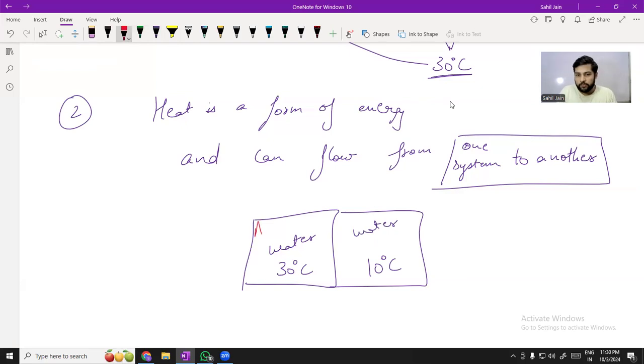So system A is water, system B is also water. System A has water at 30 degrees Celsius. System B has water at 10 degrees Celsius. So what will happen now is the heat energy will flow from system A to system B, right? Because this has more heat, this has less heat. So heat can flow from one system to another. Whichever system has more heat, heat will flow from it to the other one, right?